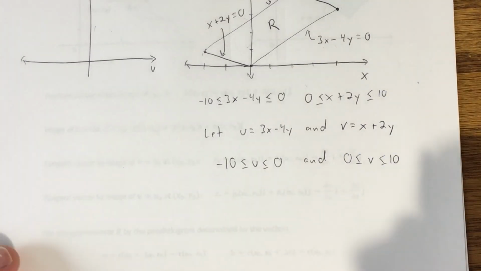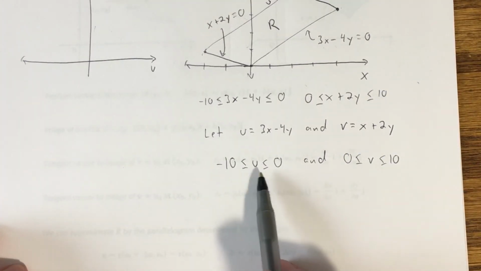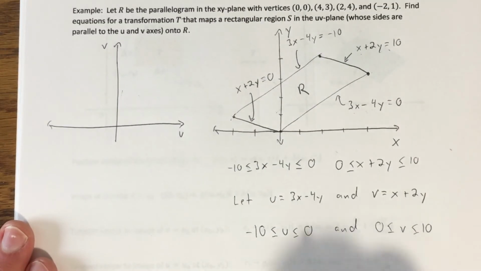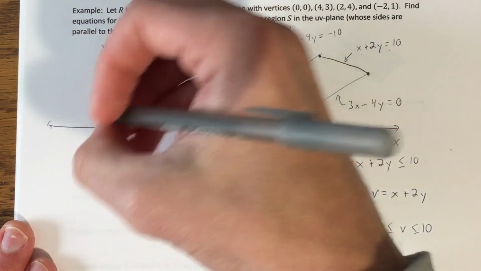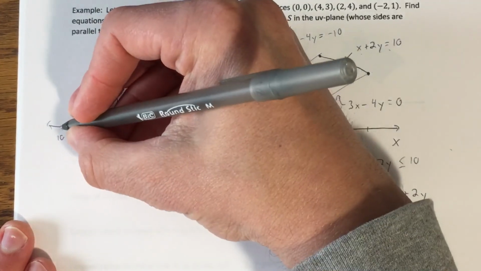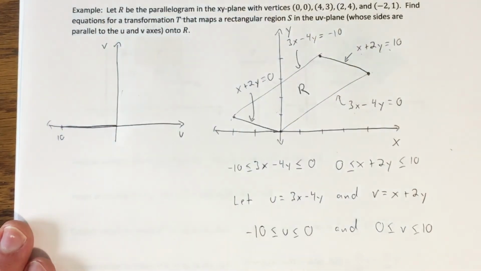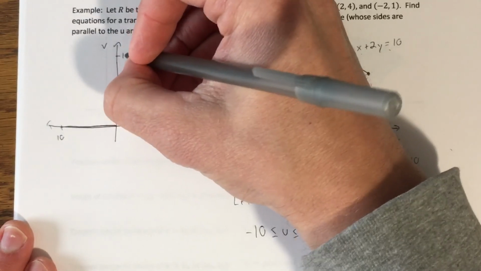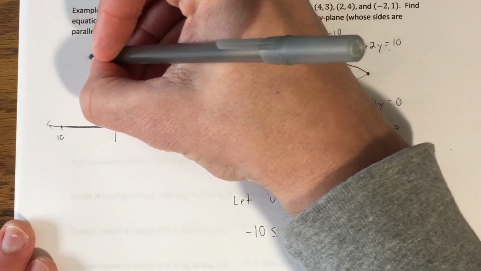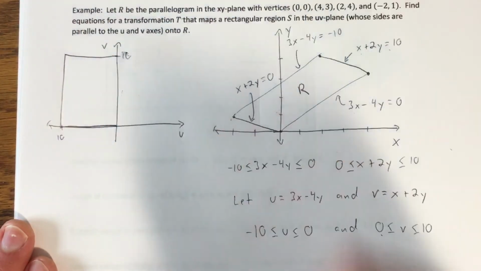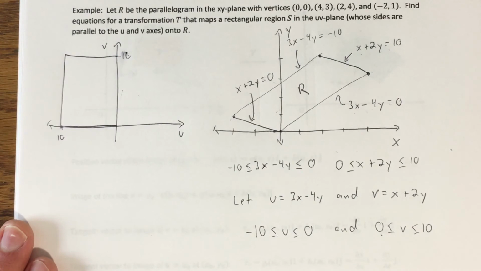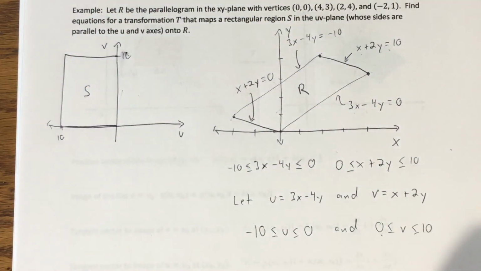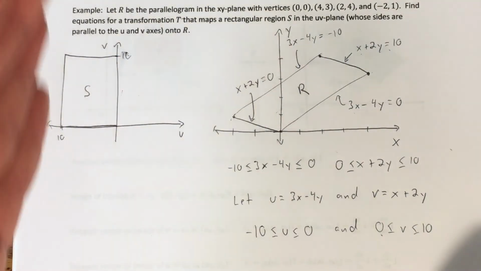First of all, notice that that creates a rectangle in the UV plane. So if I come up to the UV plane up here, if u is between -10 and 0, that's like this line segment right here. V is between 0 and 10. That's this. And that creates this rectangle in the UV plane. Okay, I'm just going to call that rectangle S. All right, so that's part of the problem, is finding a rectangle.